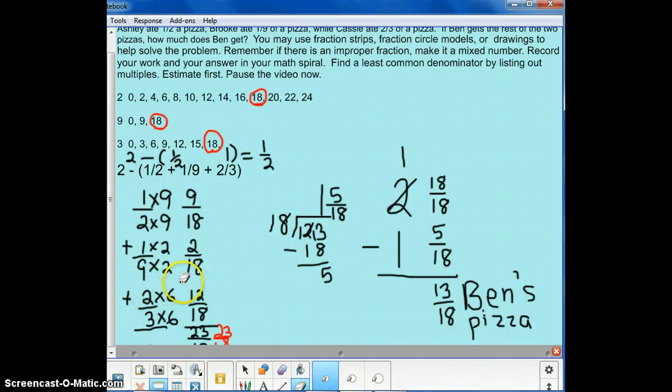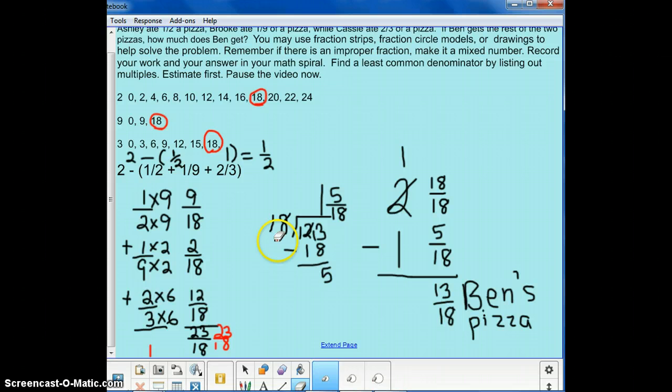9 times what gives me 18? The answer is 2, so I multiply my denominator and numerator by 2. 2 times what gives me 18? The answer is 9, so I multiply my denominator and numerator by 9. So I get 9/18, 2/18, and 12/18. All together, that equals 23/18. Now, this is an improper fraction, so I've got to make it a mixed number.